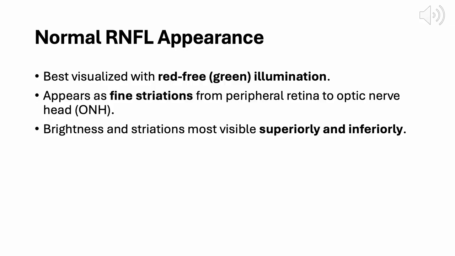Under red-free or green illumination, a healthy RNFL appears as fine, radiating striations that extend from the peripheral retina toward the optic nerve head. This layered texture reflects the organized bundles of ganglion cell axons coursing toward the disc. In a normal eye, these striations are most easily appreciated in the superior and inferior regions, where the RNFL is thickest and therefore most reflective. Knowing what's normal here will help us appreciate the subtle signs of RNFL loss, which we'll get into next.